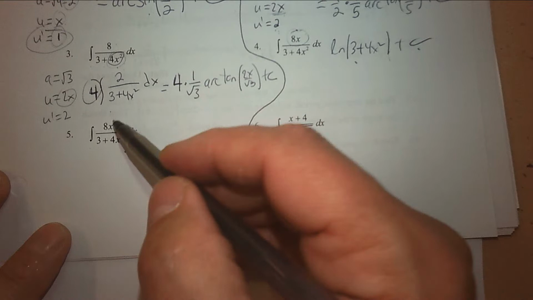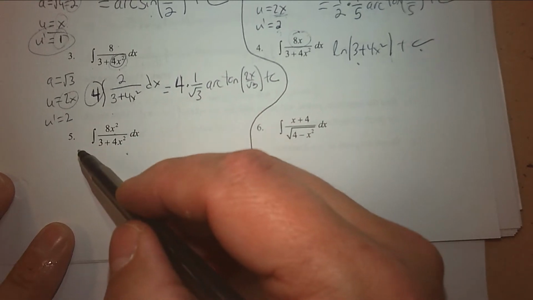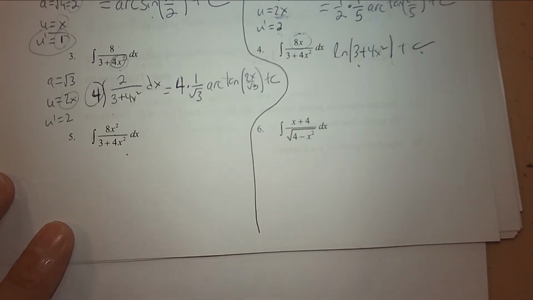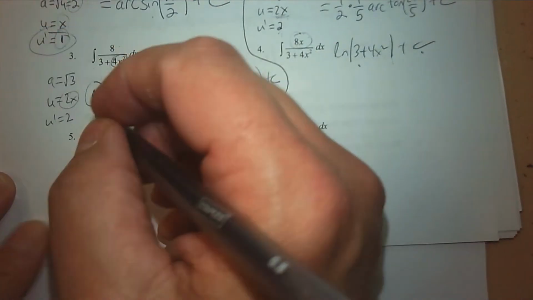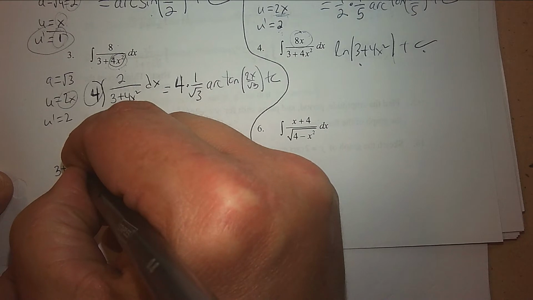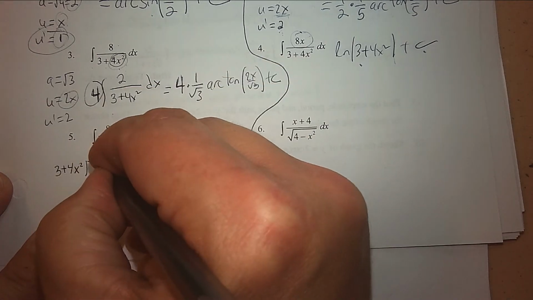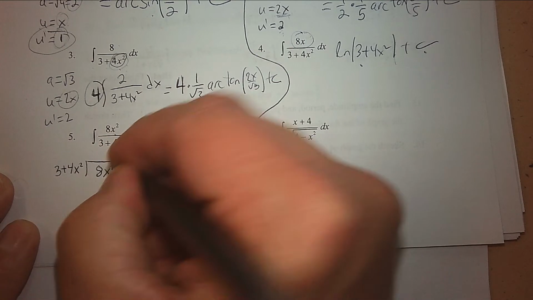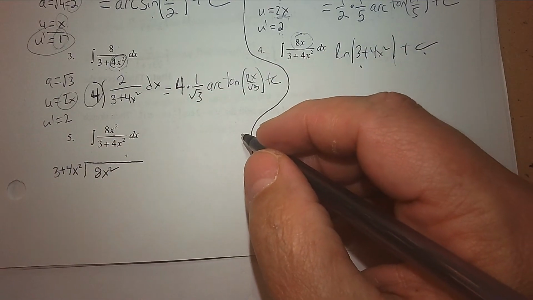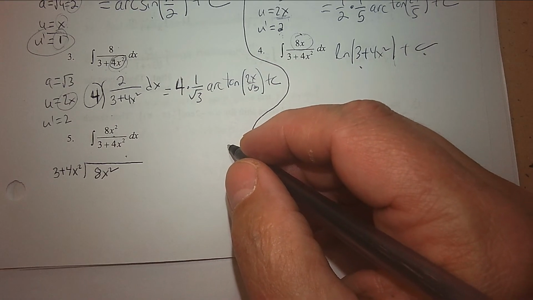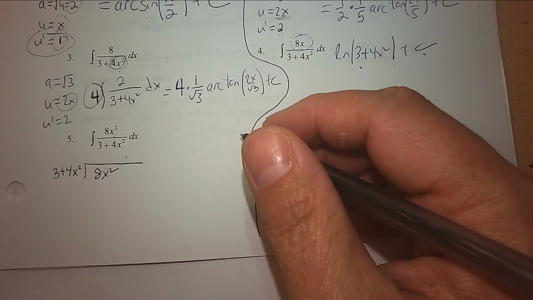When the degree on top and the bottom match, you're not going to like me. What do you have to do? Long division. If the degree on top is bigger, or if the degree on top is the same, you have to do long division to separate it so you can integrate it.